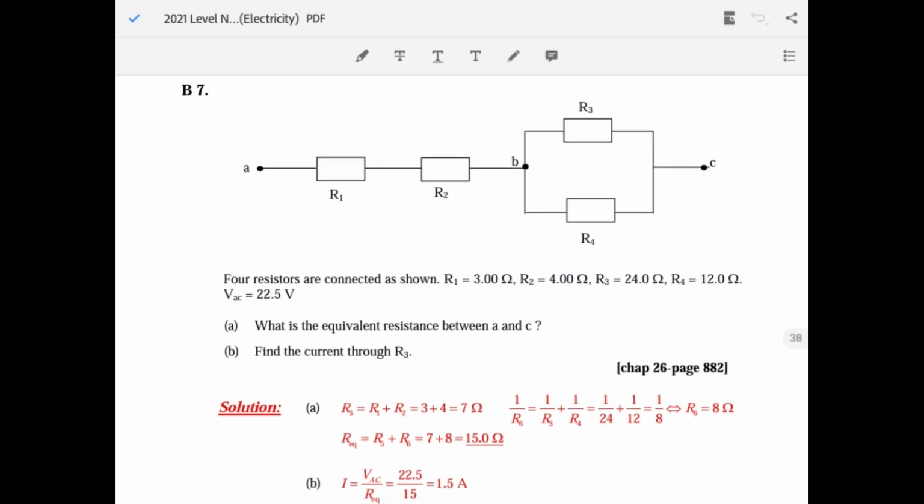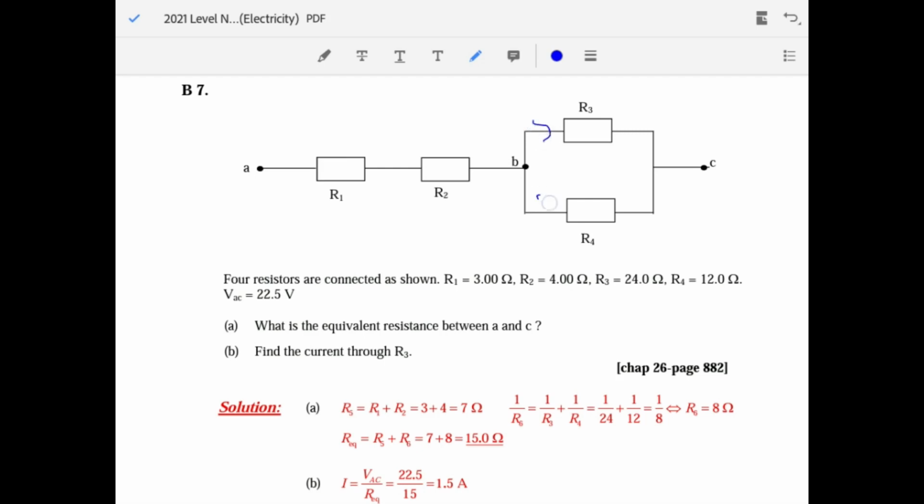Find the current through R3. So R equivalent was 15. Now what's R3? This one here. So we know that the voltage is the same for both of these, and we know this is the equivalent resistance. So what's the current total between A and C? You do V over R. So this over 15, V over R, you get 1.5. So you get the current to be 1.5.